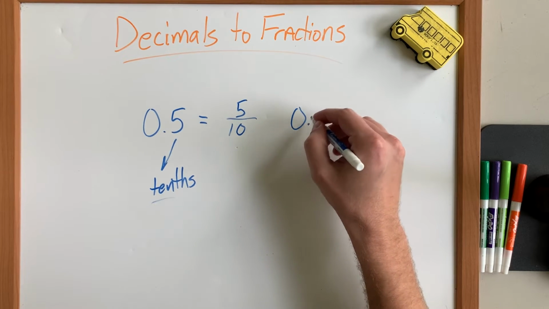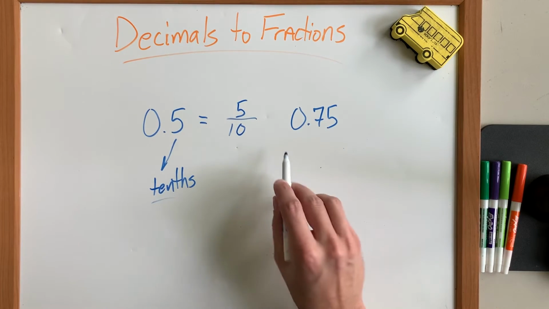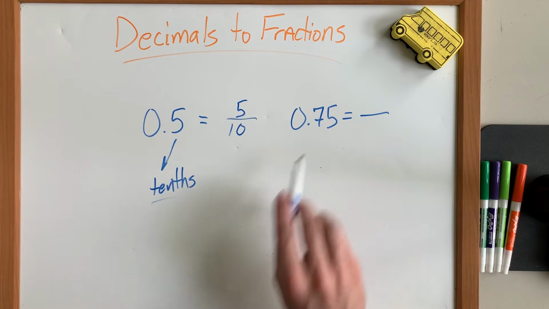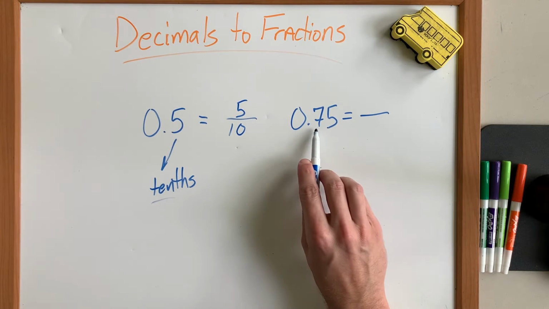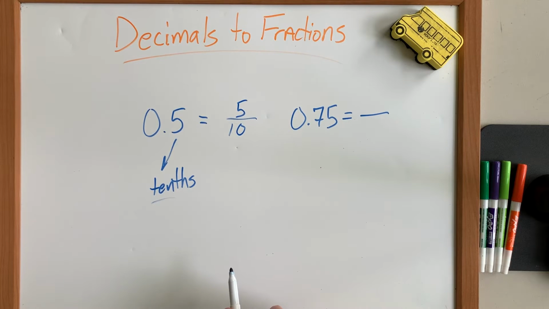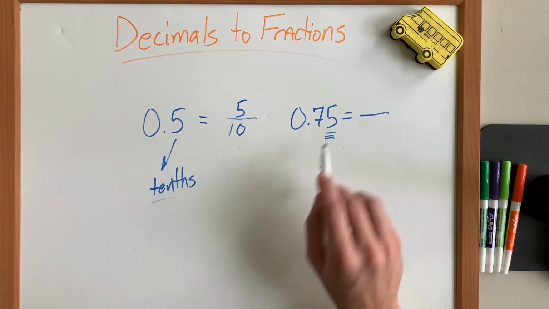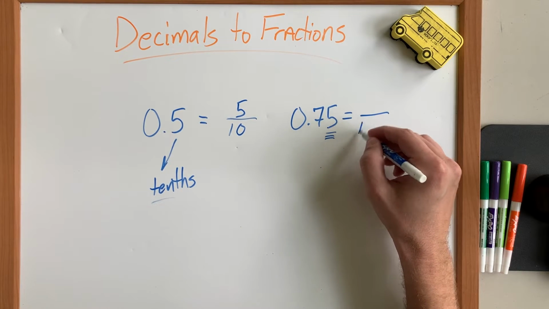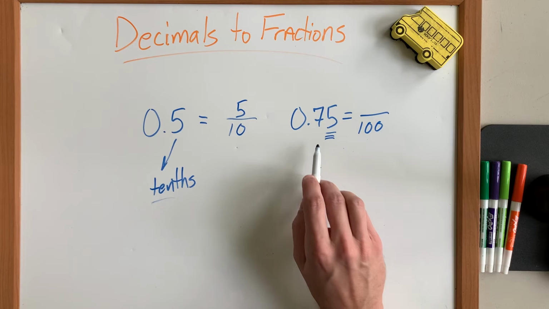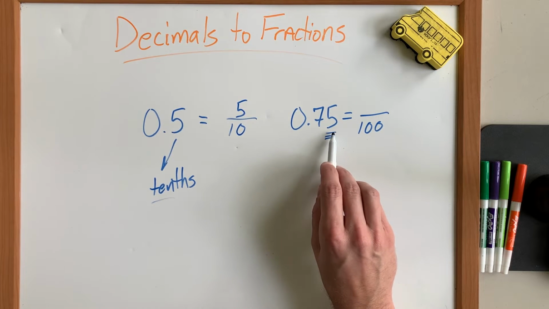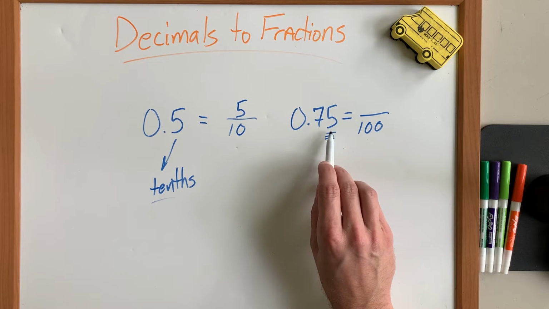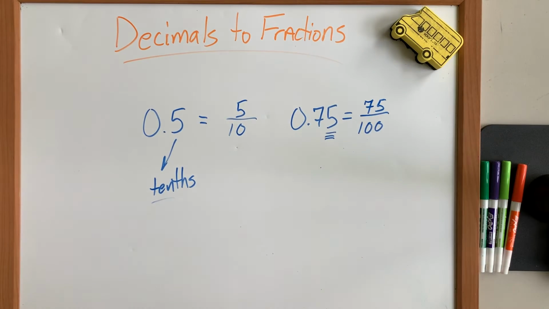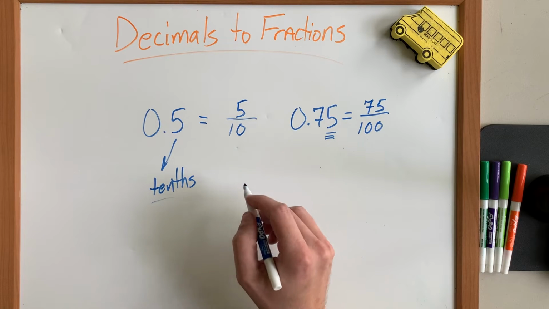Let's do one that's a little bit more, and we'll do 0.75. How do we read this? I just said 0.75, but you could say 75 what? Well, the hundredths place is the farthest that this decimal goes. So we're going to have 100 in the denominator because tenths comes first and then hundredths, and that's where it stops. And how many hundredths do I have? I have 75.